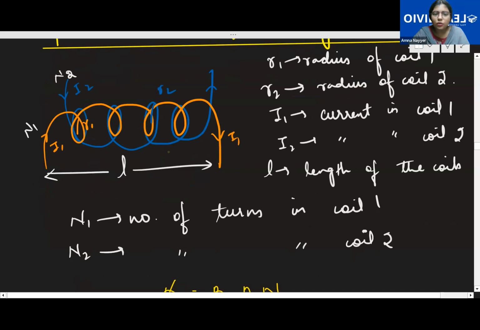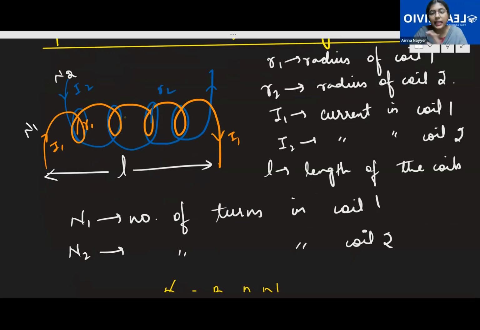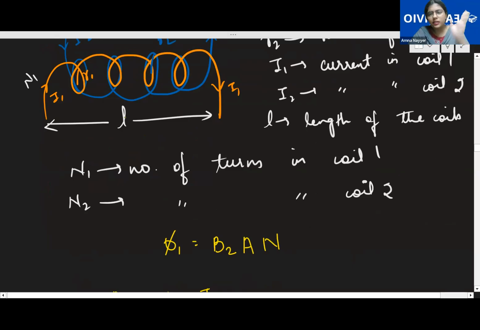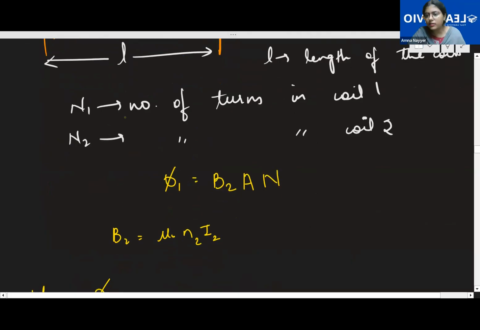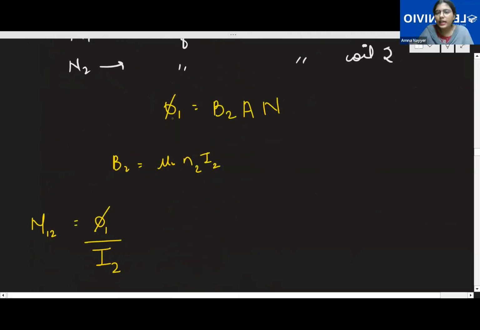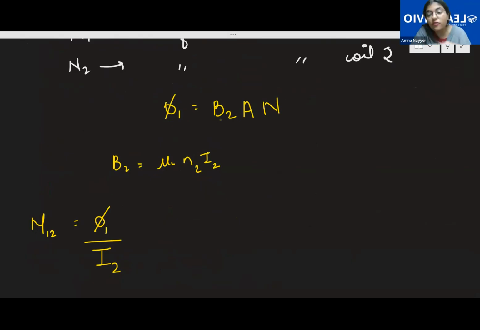So let's say these are two coils present in close proximity to each other, and length is taken the same. So length is not variable here. I1, I2 are the respective currents, N1, N2 are the respective number of turns, R1, R2 are the respective radii. If I'm calculating the flux of the first one, I'll have to consider the magnetic field of the second coil, because this is mutual induction. One is seeing the effect, the other is the cause producing it. Rest, area and number of turns we'll have to consider for this one only.